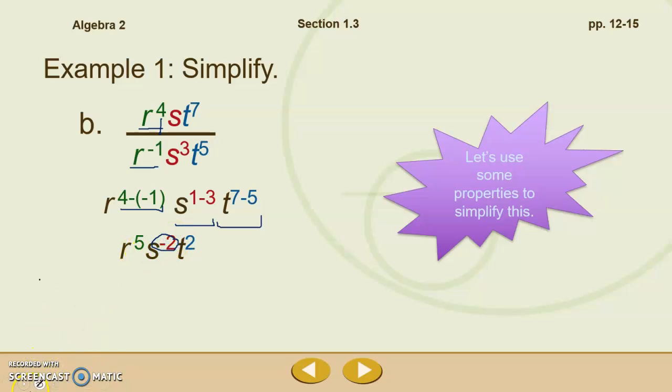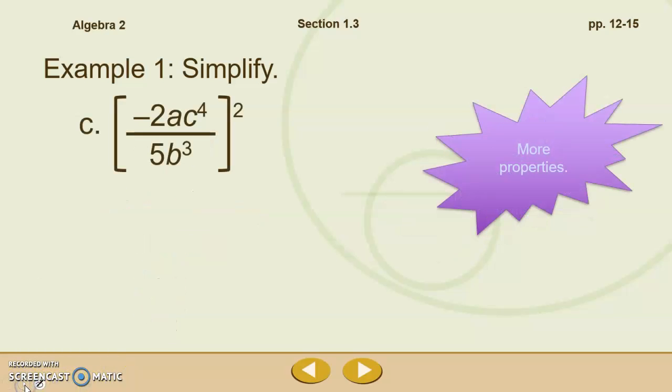Remember what we can do to get rid of a negative exponent? Stick it on the bottom of the fraction. So we have r to the 5th, t squared, and our s squared that was negative is now down here in the denominator, so it is no longer negative. See if you can simplify this on your own using properties of exponents in your handout for reference.